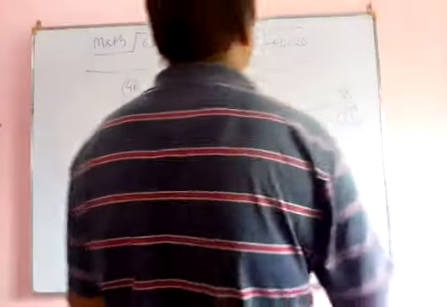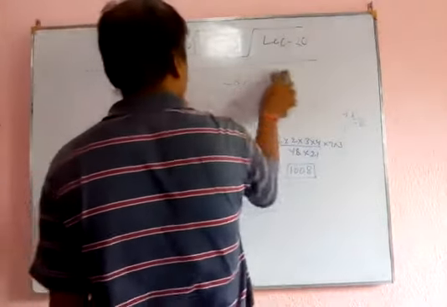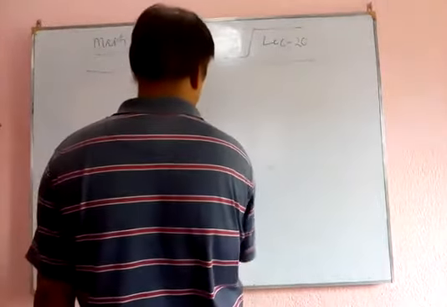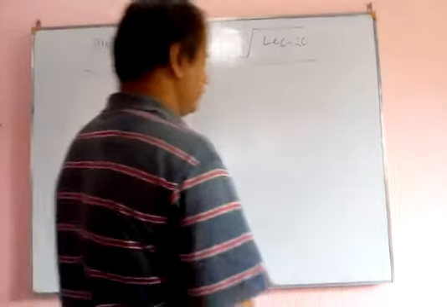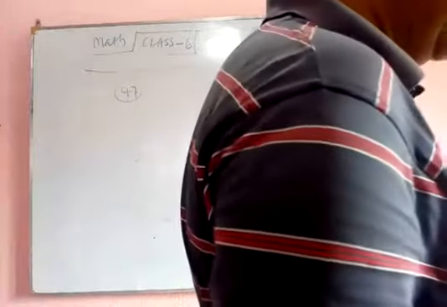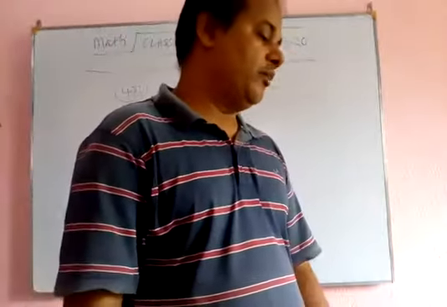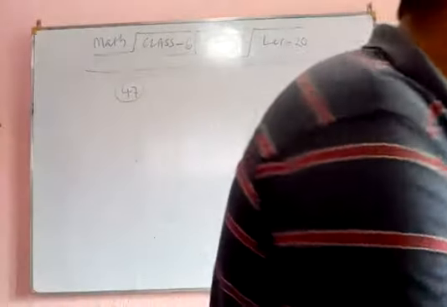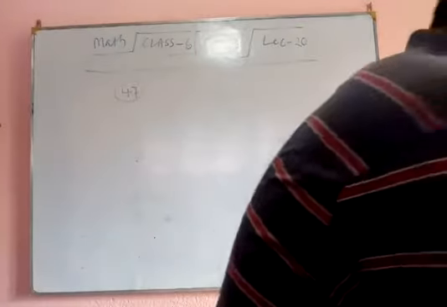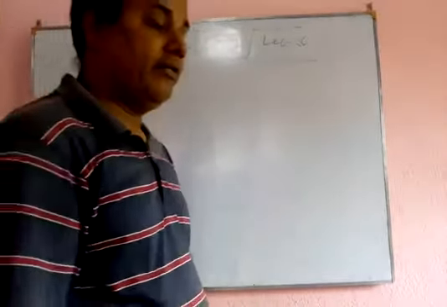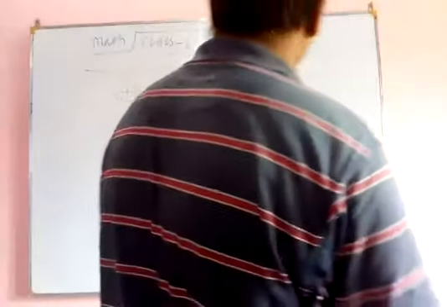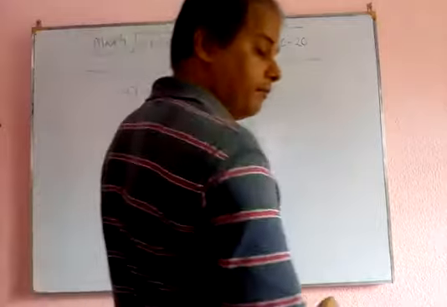Example number 47. This is page number 73 of Aryabhatta Class 6. The question is: find the least 5 digit number which is exactly divisible by 20, 25, 30. First we will take the LCM of all the three numbers 20, 25 and 30.